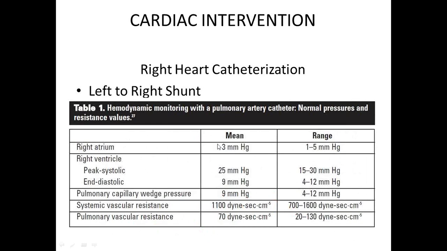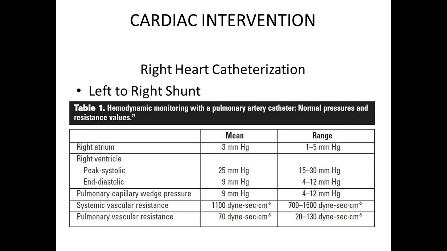So the right atrial pressure is usually probably 3 millimeters mercury, range of 1 to 5 millimeters mercury. For your right ventricular peak, the range is about 15 to 30. End diastolic pressure in the right ventricle is usually pretty low, 4, rarely goes up to 12. And your pulmonary capillary wedge pressure ranges from 4 to 12.